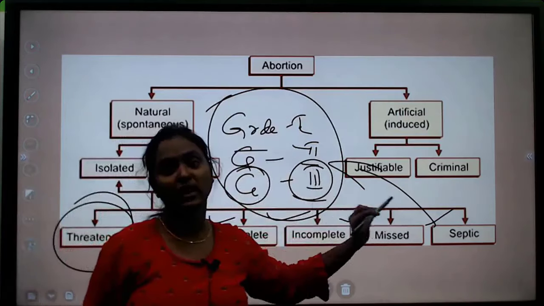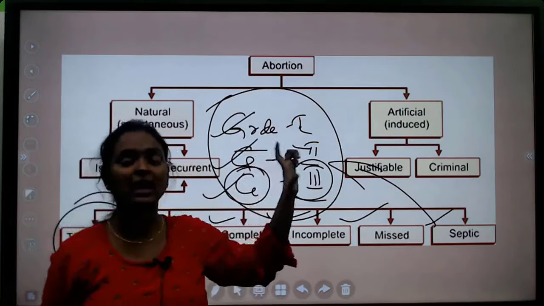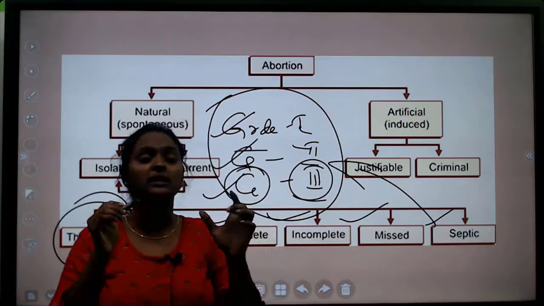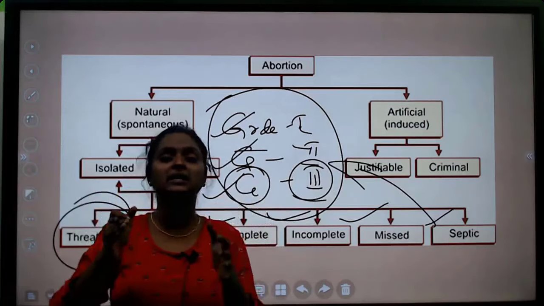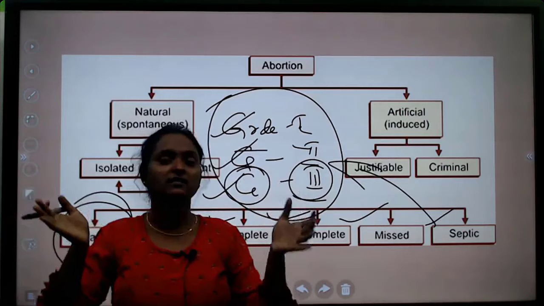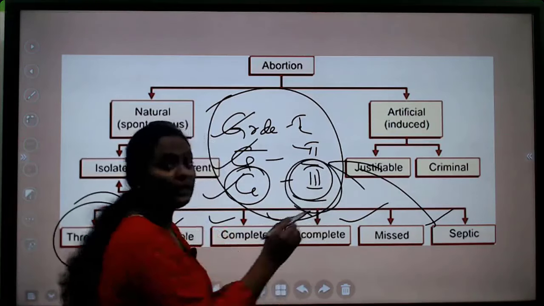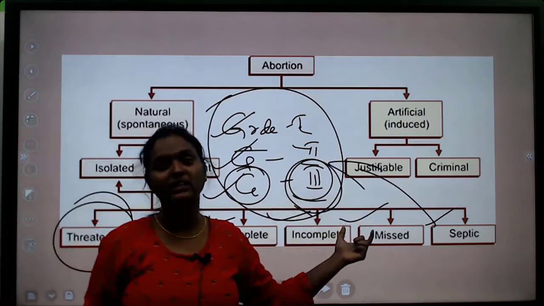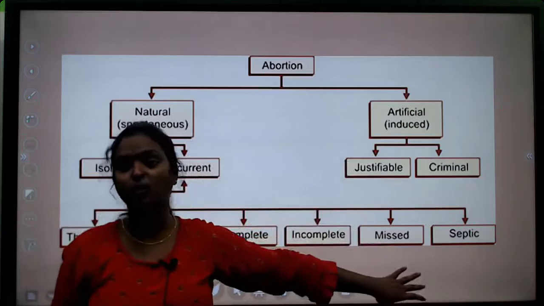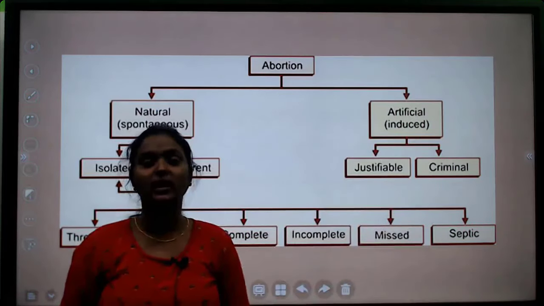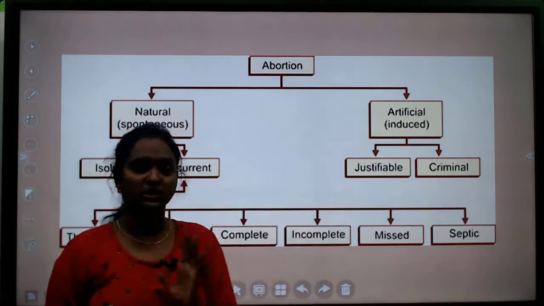Septic abortion, how can we grade? This question was asked previously: grade 1, 2, 3. If the infection is only retained to the uterus, we call it grade 1. If the infection is spreading not only in the uterus but also to the fallopian tubes as well as the ovaries, we consider it grade 2. And if a person has peritonitis, we take it as grade 3. So these are the three grades under septic abortion. Clear? Because of the infection, there is a chance of abortion in the pregnant mother. So these are the different types of abortions.